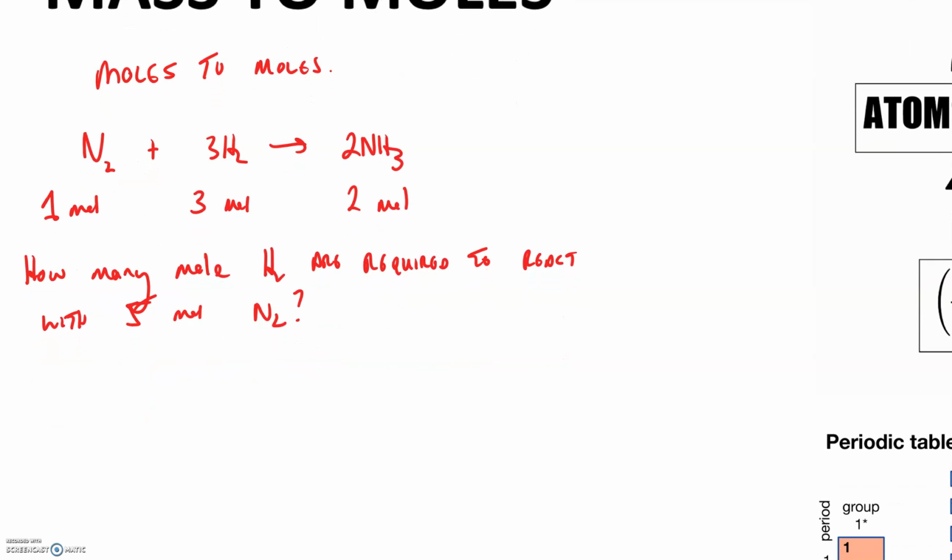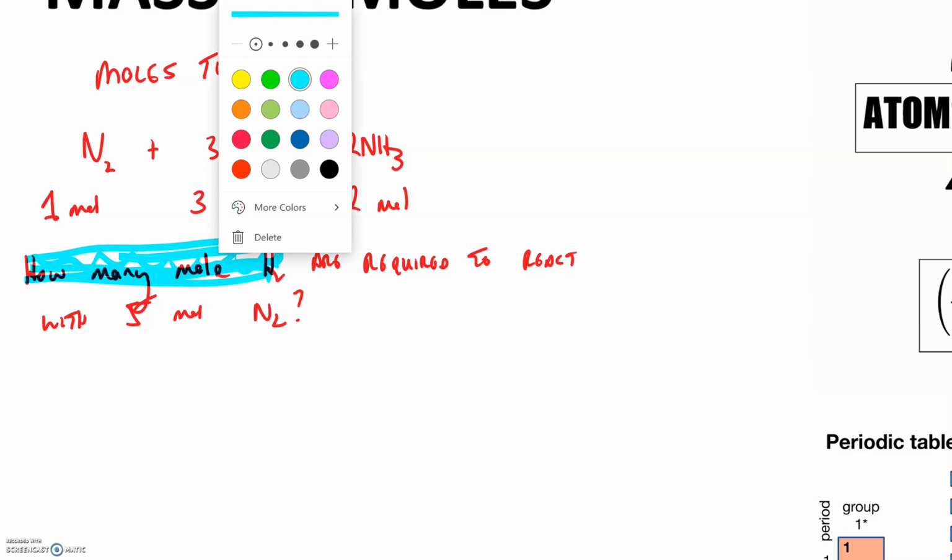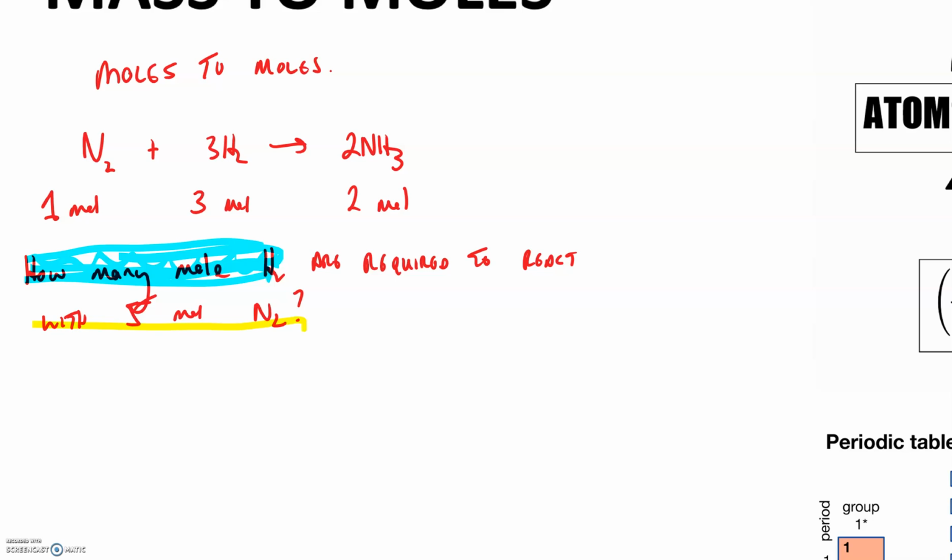And the way we set this up is we'd say, okay, here is what we are trying to find out: how many moles of H2? And let's highlight this, how many moles of H2? And here is what we know, that we have 5 moles of N2. And so we'll highlight that we have 5 moles of N2. So that means that we're going to use this format that we've been using. Let me make that bigger.